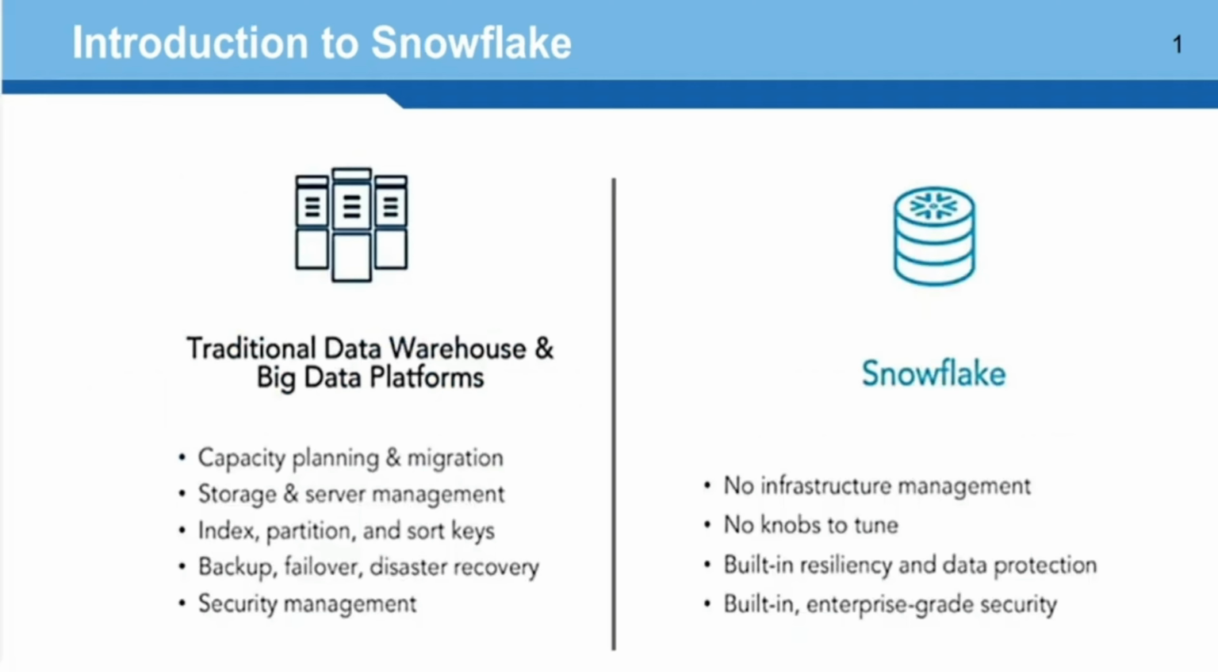Let us see the differences between the traditional data warehouses and Snowflake. If you see the traditional data warehouse, we need to do the capacity planning and migration, also the storage and server management. Whereas in Snowflake, there is no infrastructure management that you need to take care of. Also in a traditional data warehouse, we need to do indexing, partitioning and sorting of the keys to improve your querying performance or the data warehouse performance. Whereas in Snowflake, there are no knobs to tune.